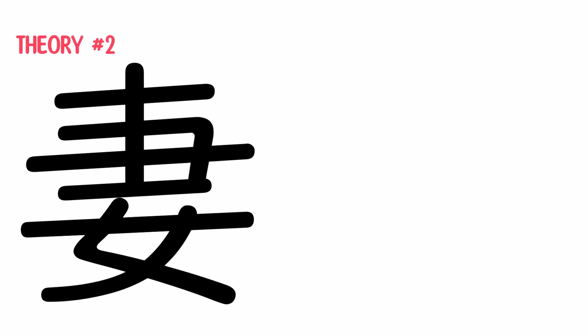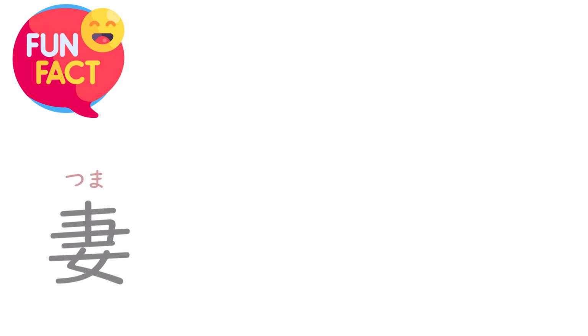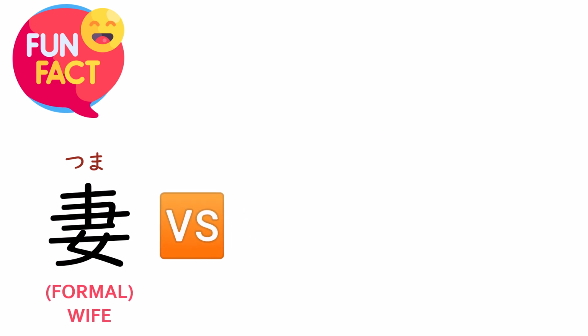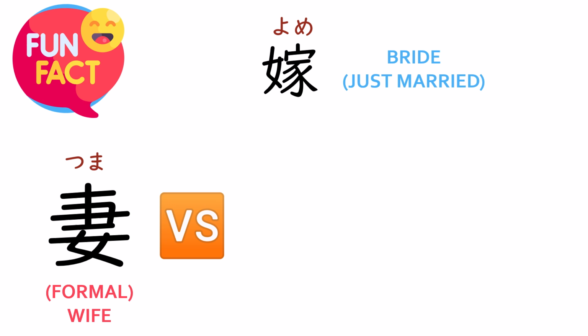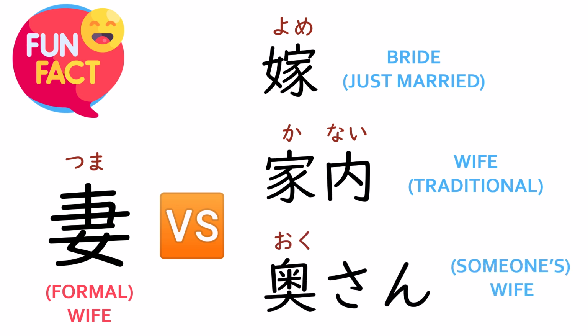There is a second theory that is not that dark. It says that the top part was hair with a hair accessory. Those accessories were worn by brides before the wedding. Fun fact, there are several ways to say wife in Japanese. Today we're learning tsuma, which refers to your own wife in a formal way. There are a few others, as we have yome, which is bride or honeymoon stage wife. Then we have kanai, which is your own wife, but it is a more traditional way and a term used more by older generations. Finally, we have okusan, which is used for someone else's wife.